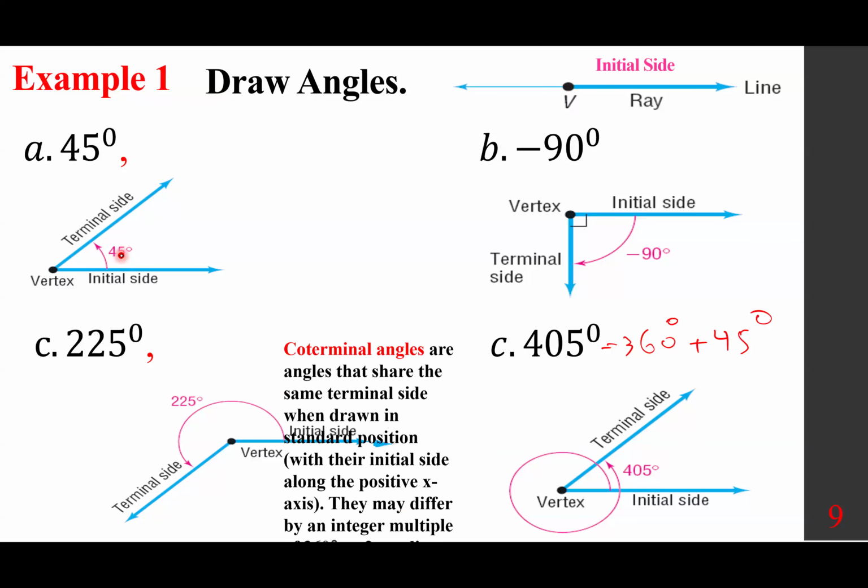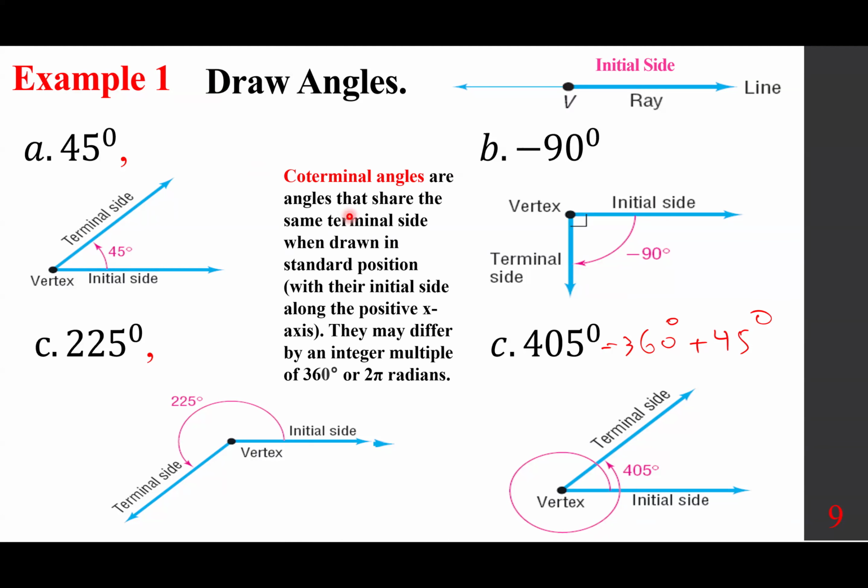So here's another definition. Coterminal angles are angles that share the same terminal side. Look at the terminal side. When drawn in standard position with their initial side along the positive x-axis, they may differ by an integer multiple of 360 degrees or 2 pi radians. So as you can see, the difference between these two is 360 degrees or multiples of that, or multiples of 2 pi if you want to go that route. So this is coterminal with part A.